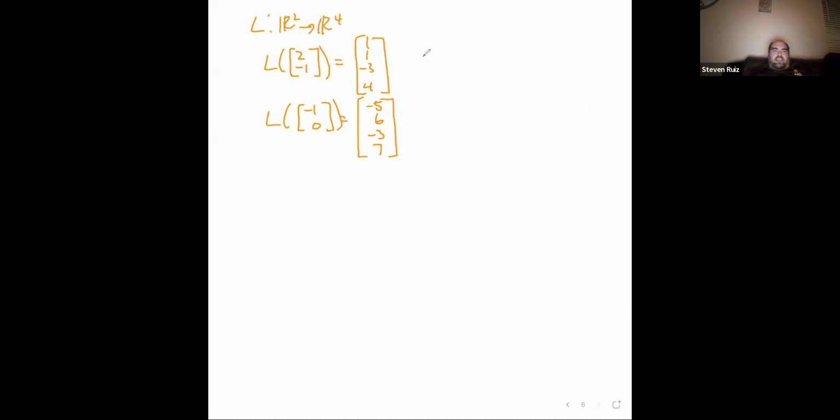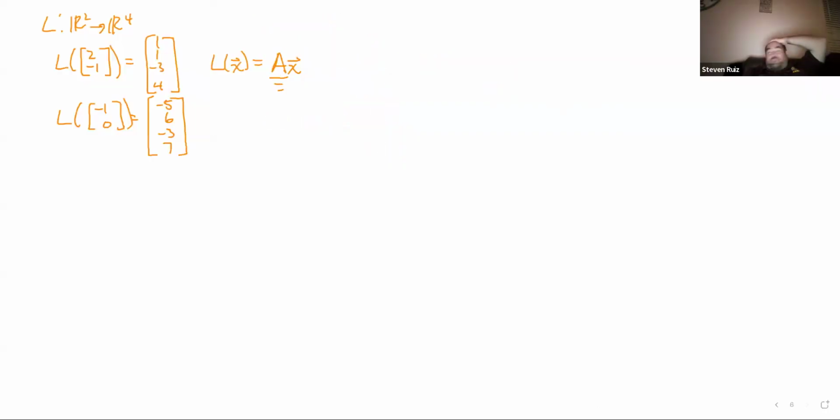So what I want to find is this. I know L is linear, so L of X is equal to A times X. I want to find this matrix A. Something that's basically always a given is that if you have a linear transformation, then you must be able to represent it as a matrix. So I want to find that matrix A.